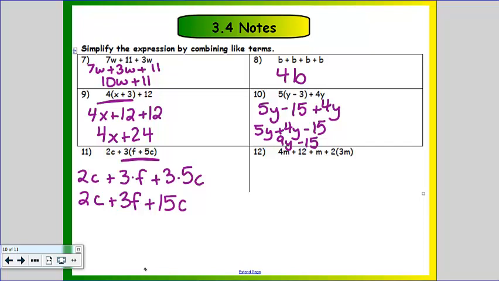And now I will add the like terms together. So I have 2c and 15c, using that commutative property again. Combine those, and I have 17c plus 3f as my final expression.